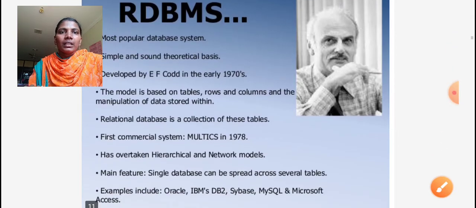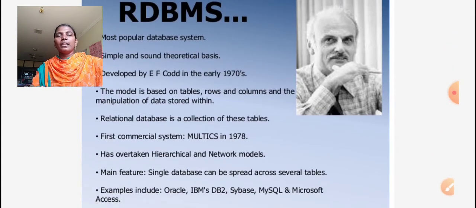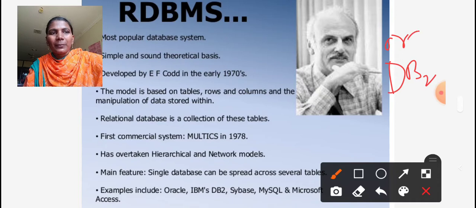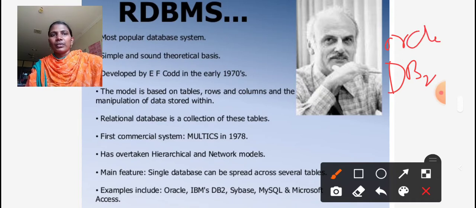Next, the next definition is RDBMS. RDBMS means relational database management system. A relational database management system is nothing but the software which we have to use to implement the DBMS. It includes software like SQL, MySQL, PLSQL, DB2, and Oracle, which are used to manage the DBMS.